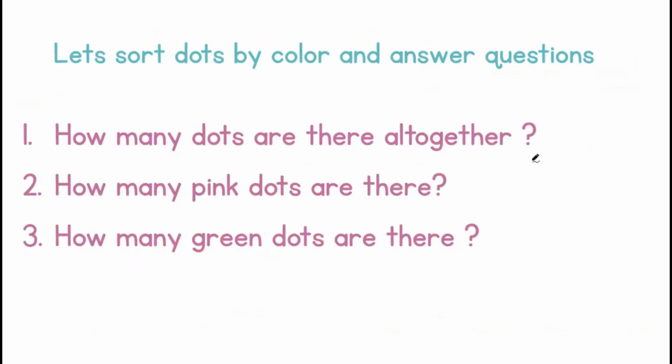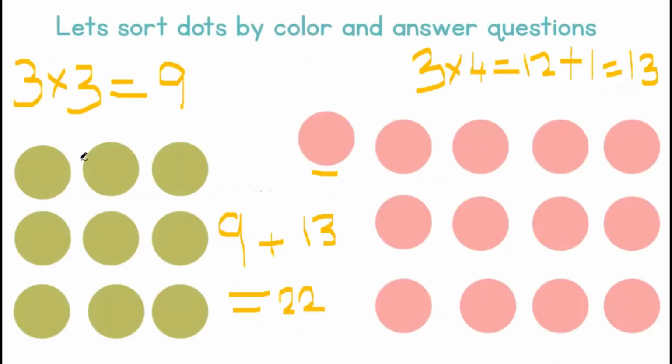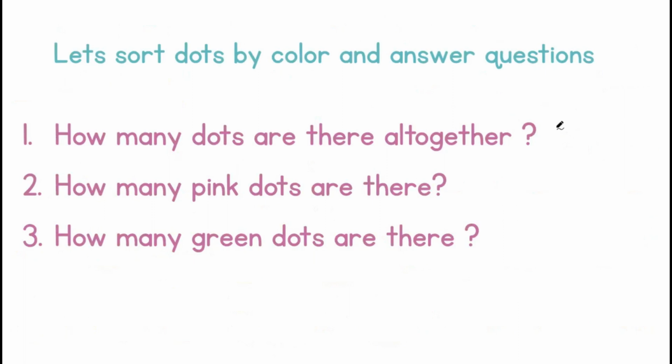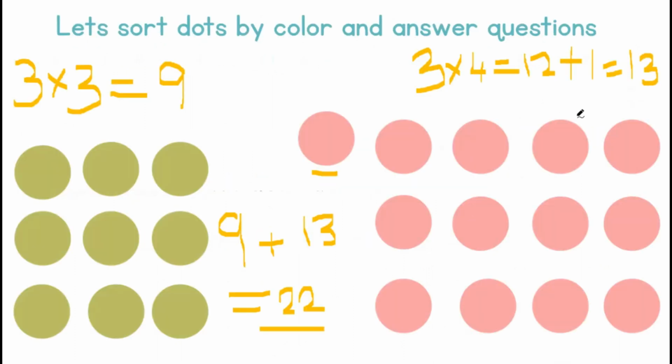Let's look at our questions. How many dots are there altogether? Let's go up. We have 22 dots. It was much easier to find out how many dots we have when we were working with 2 groups, instead of having to count them one at a time all sprawled out. We have 22 dots. How many pink dots are there? There are 13 pink dots.